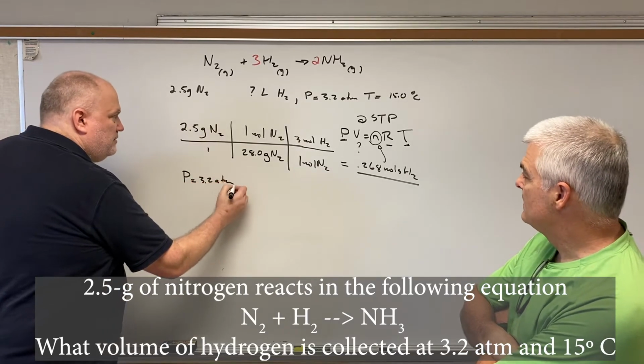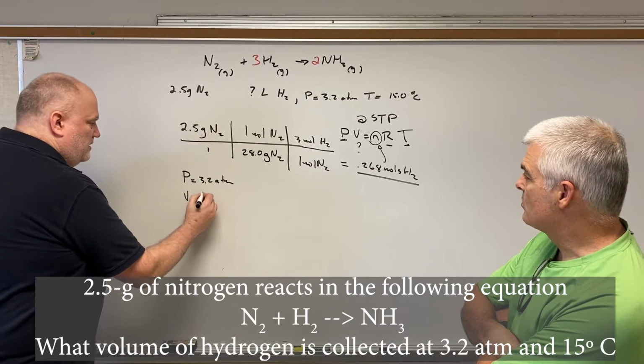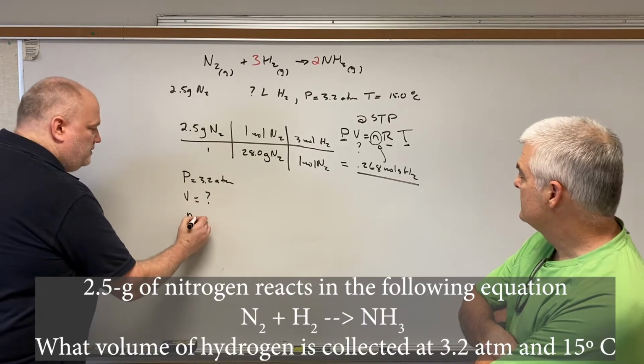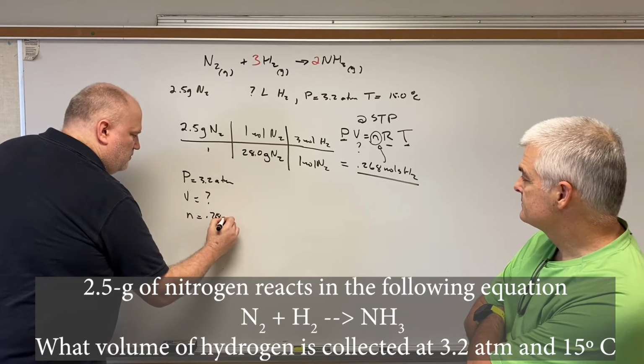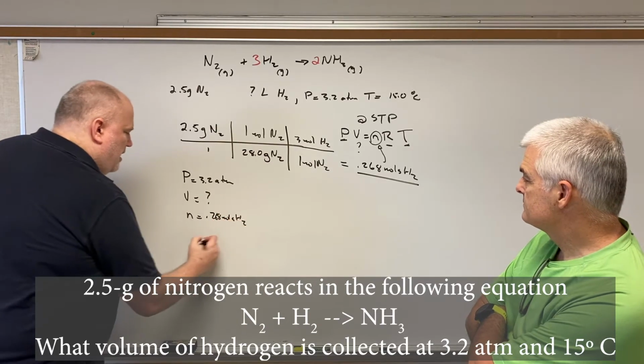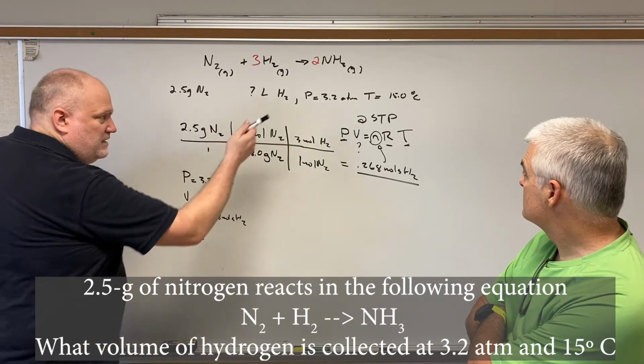Bingo. We don't need to do anything with that. We're happy with that. Our volume is what we're trying to solve for. Yeah. Our n, we just figured out, it's here, yeah, 0.268 moles of hydrogen. And our temperature, they're giving us as 15 degrees Celsius.